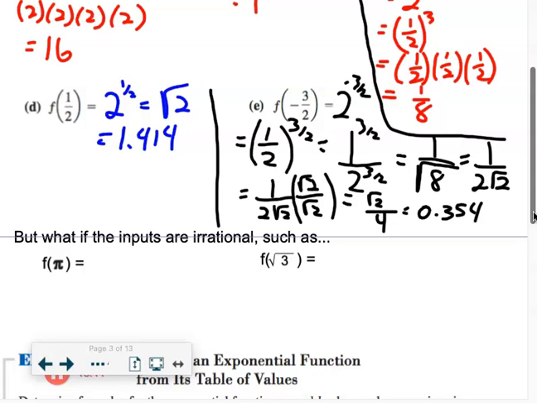Now, this one switches gears and says, well, what if they give us irrational inputs? So irrational inputs are those, well, pi, square roots, that when you find them on the calculator make it look like they end because it only goes to those 10 decimal places. But in reality, they are still going strong on a computer somewhere, and there is no pattern that they can find in them, and they don't stop. So irrational inputs, well, we just turn that over to the calculator. So we would go ahead and punch in 2 to the pi. And we would punch in 2 to the square root of 3.